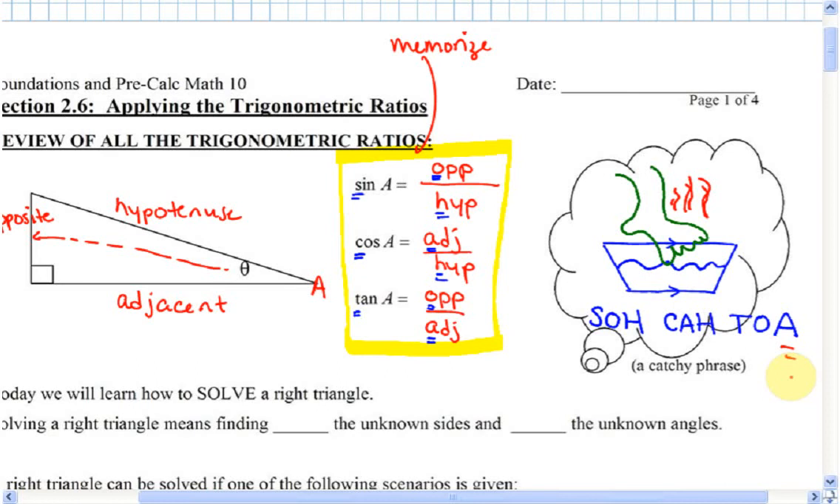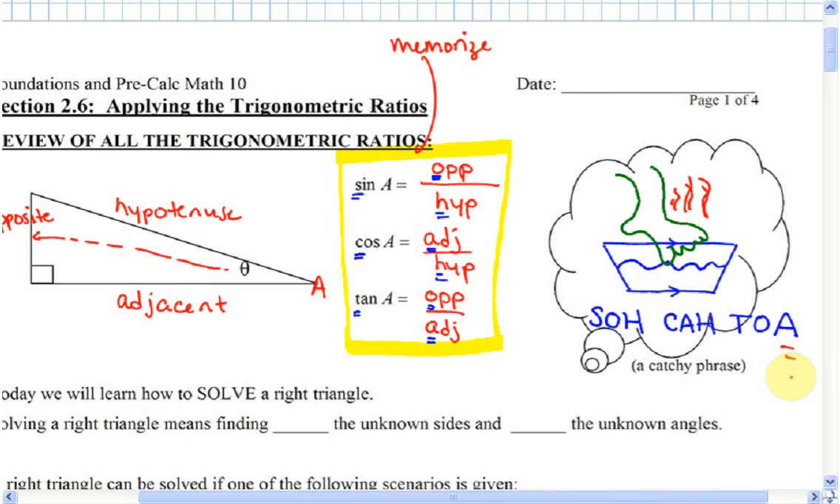Okay? Sohcahtoa. This is how you can memorize: sine is equal to opposite over hypotenuse, cosine equals adjacent over hypotenuse, and tangent equals opposite over adjacent. Pretty neat? Yeah, that's Sohcahtoa. I will not ask you to draw this picture on a test, but you should know this saying for sure.